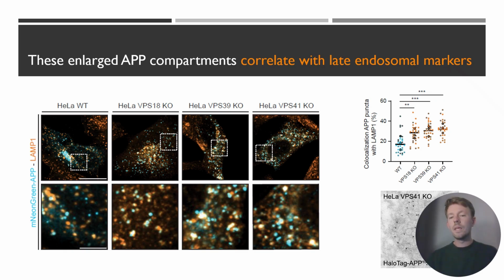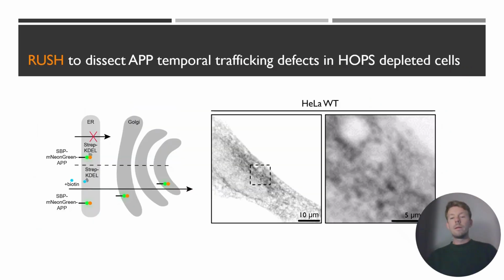of APP. And we see that APP is drastically present in these late endosomal compartments, with a lot of vesicles inside the lumen of these compartments, and therefore they are also called multivesicular bodies. So really to dissect where and when we see defects in APP trafficking, we use the RUSH tool to check APP trafficking in HeLa wild type and HOPS knockout cells.